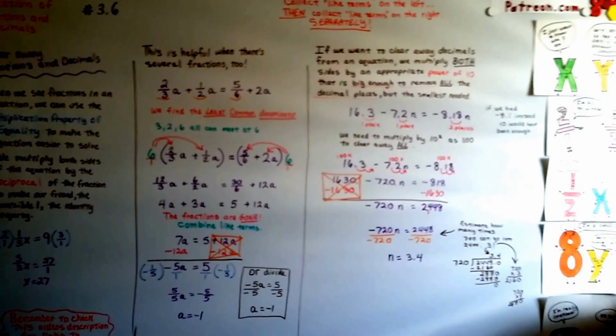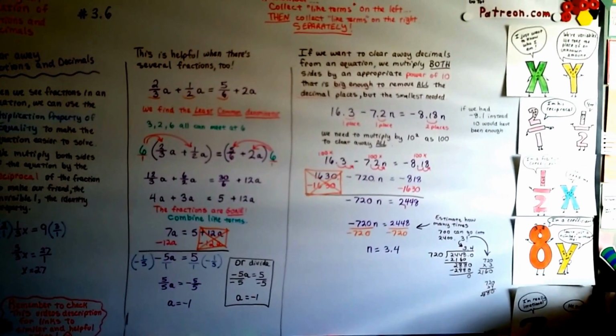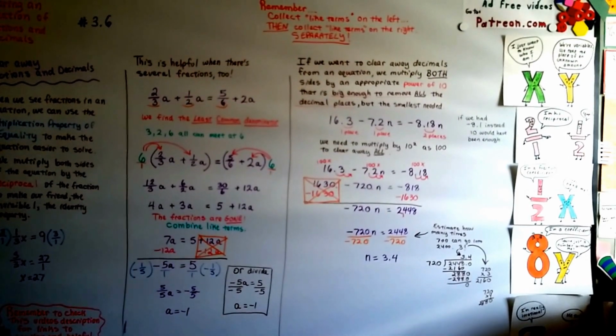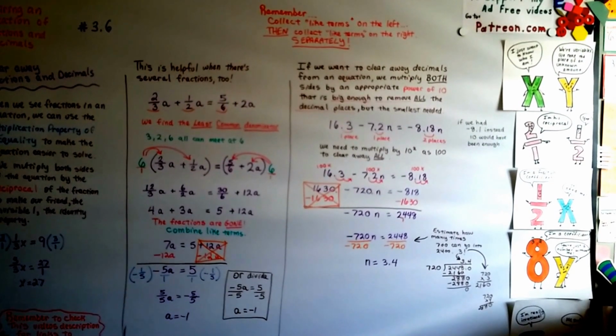Okay, we're going to move on to 3.7a. We're scooting along, and we're well past the midway point for Chapter 3, and we're getting close to Chapter 4, all right?